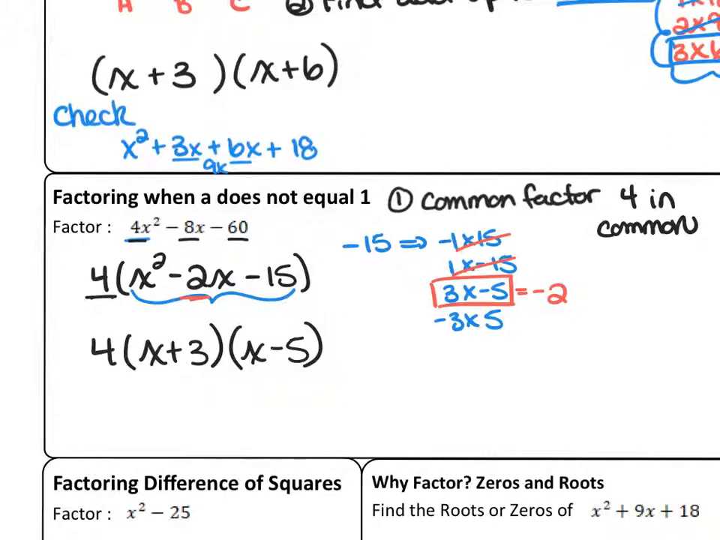You might be like, hey Jen, does it matter which order I put it in? What if I had x minus 5 first and then x minus 3? Like this. And I will say, no, it doesn't matter. So if your friend does it this way, that's fine if you do it this way. They're both the same answer. When you multiply it out, you should still get the same answer.